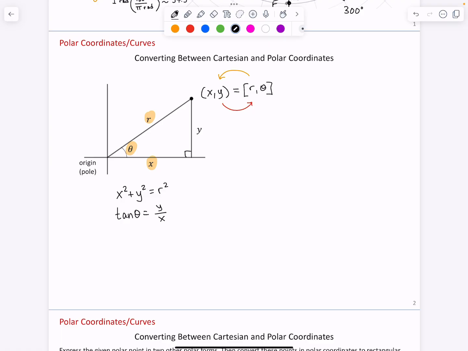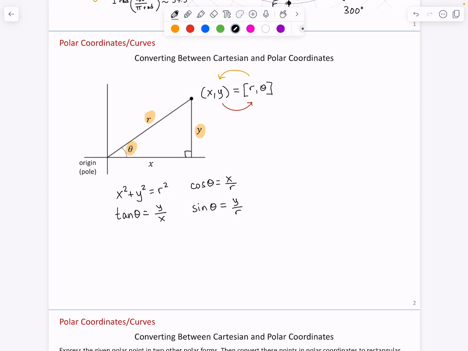We know that the cosine of theta is equal to the adjacent x divided by the hypotenuse r. And then relating y, r, and theta is the sine function. We know the sine of theta is opposite y divided by hypotenuse r. These four equations give us the foundation for doing the two conversions we are seeking.